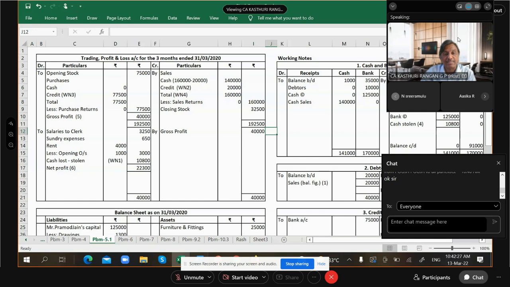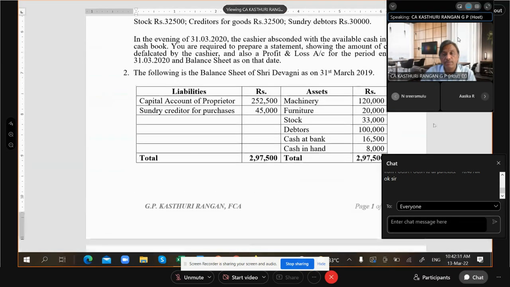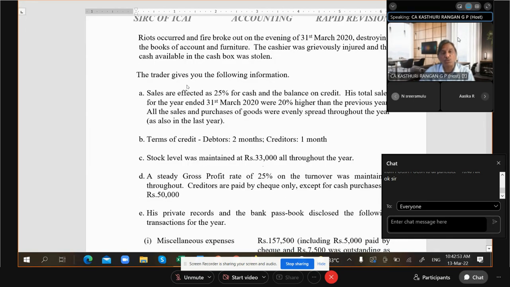Right, friends. Let's take the next problem. Second problem. Following is the balance sheet of Sri Devagni as on 31/3/19. Capital, sundry creditors, machinery, furniture, stock, debtors, bank, cash. So the opening balance sheet is given in the problem. See, huge problem, so much is there. You have to read it carefully.